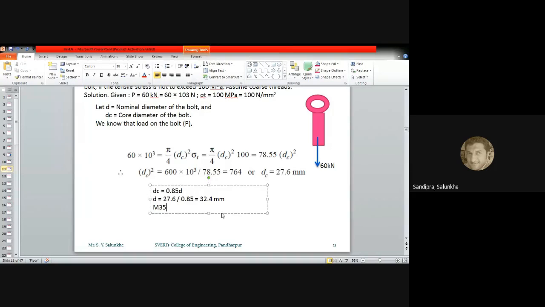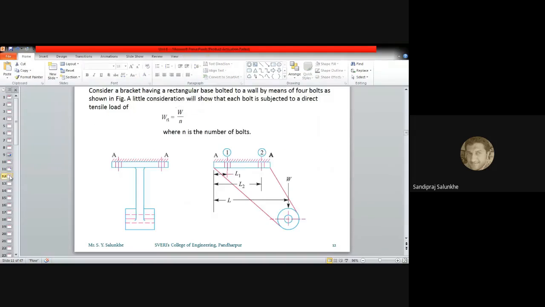Do you have any questions related to this short problem? Hello? If not, we'll go to the next.